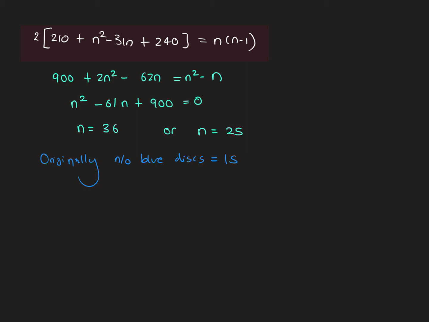So it's not possible for n to equal 25, as otherwise the number of blues would be 15, and that would be greater than the number of reds, which would have to equal 10. So this tells us that n has got to equal 36. So on to the last part of the question.